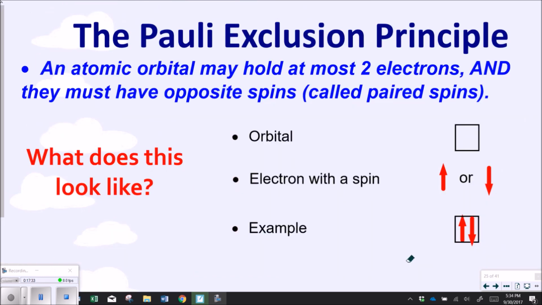Pauli exclusion principle. It states that an atomic orbital may hold at most 2 electrons, and they must have opposite spins, called paired spins. An electron with a spin is an arrow pointing up or an arrow pointing down for the opposite spin. An orbital can be written as a block or a line. So there's a block with 2 arrows pointing up and down, or you could draw them on a line with 1 arrow up and 1 arrow down, and the line represents an orbital.